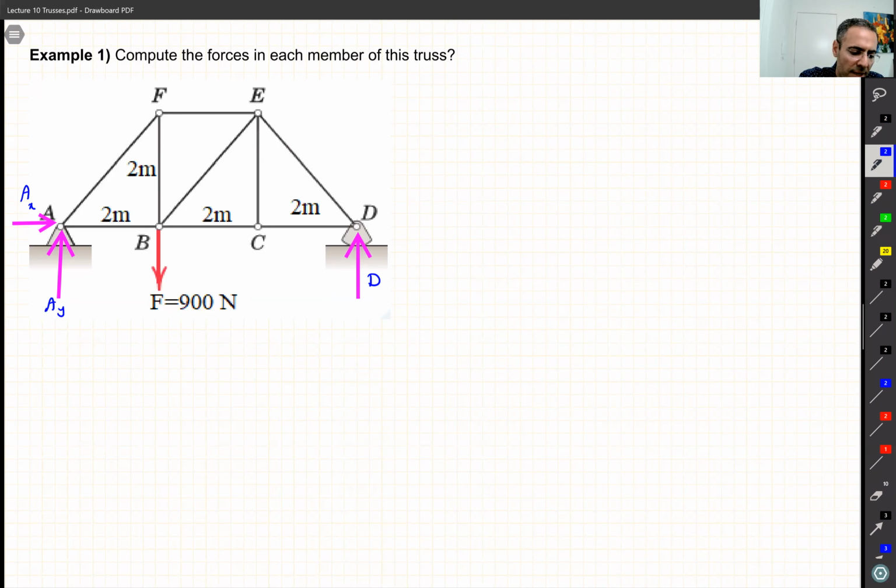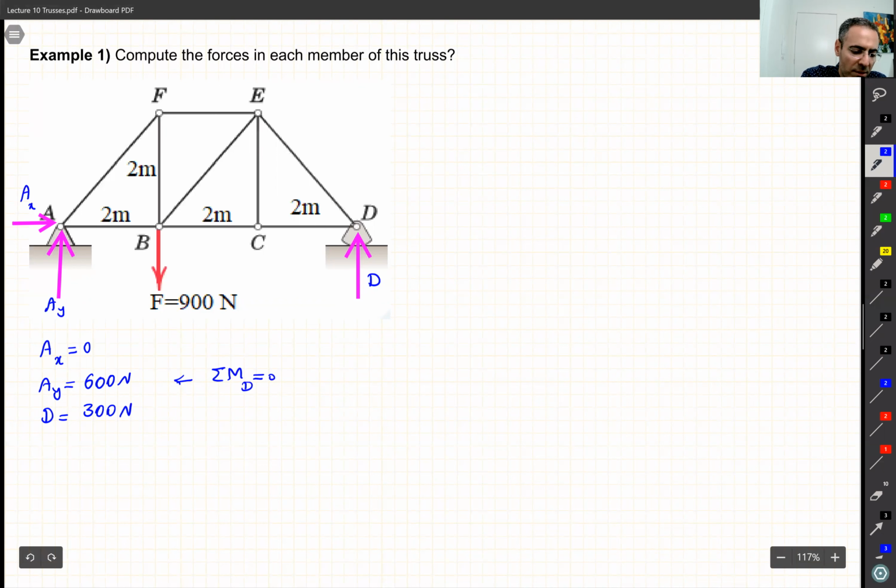You use the formula that you know. So immediately you realize that AX must be 0, right? Because you don't have any force in X. AY is 600 Newton and D is 300 Newton. I guess that's easy. If you take the moment about D, you can get that one, and this one, if you write down that sum of the force in Y equal to 0 gives you that, and this one, sum of the force in X equal to 0. So that's the first step.